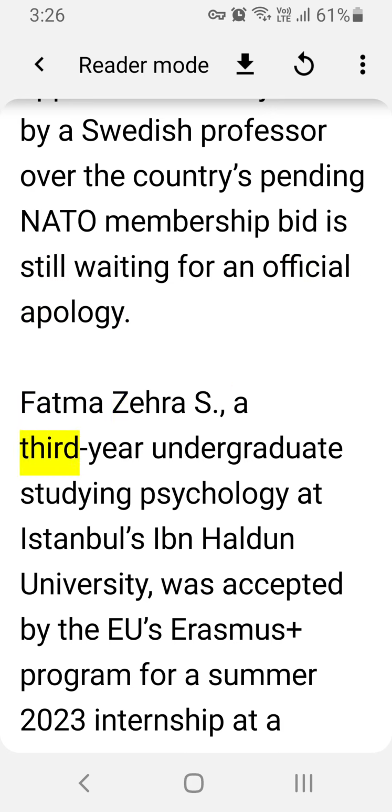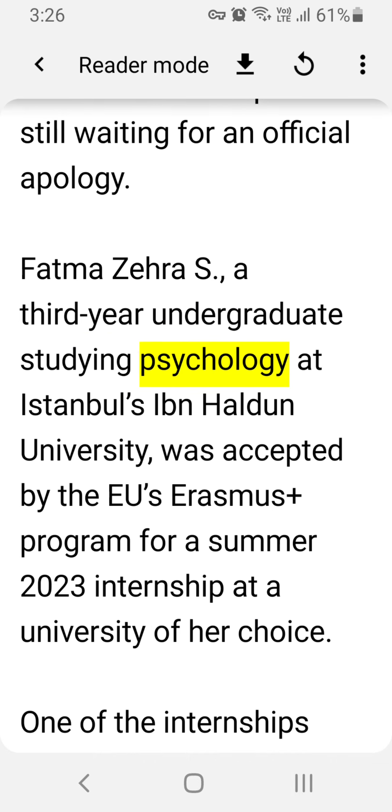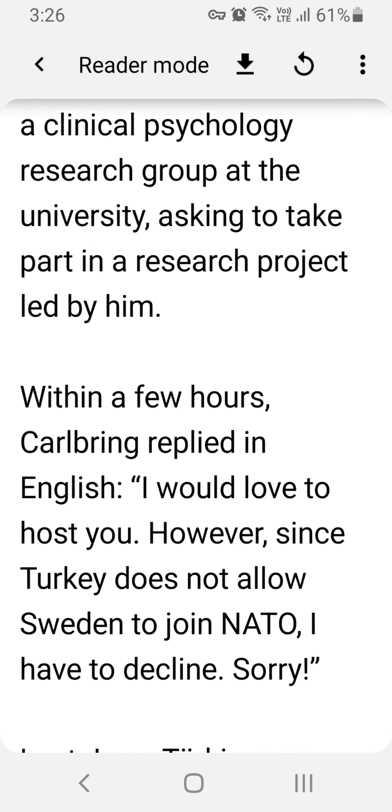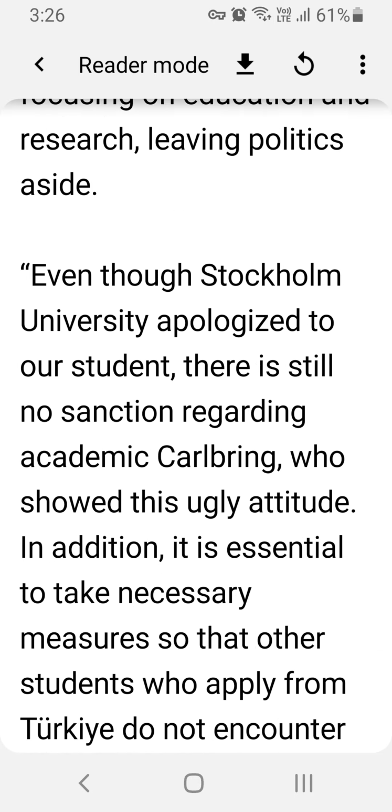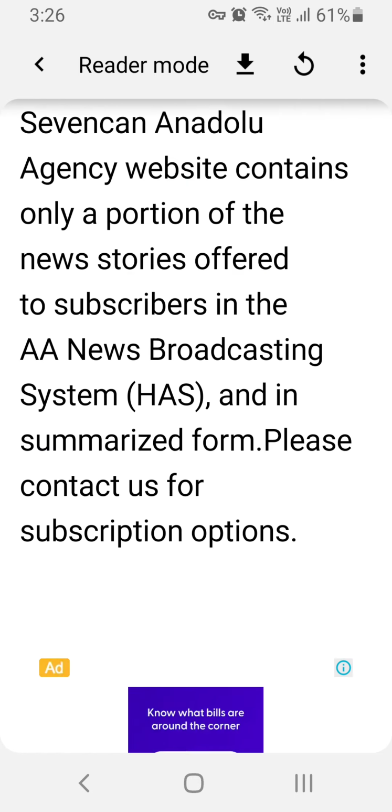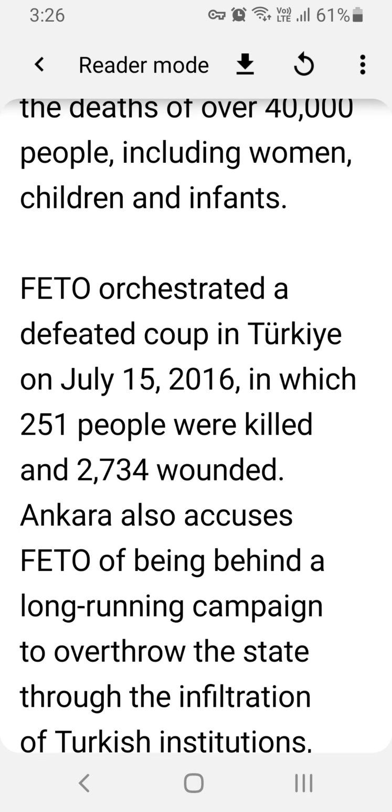Satna Zeraes, a third-year undergraduate studying psychology at Istanbul's Ibn Haldun University, was accepted by the EU's Erasmus Plus program for a summer 2023 internship at the university of her choice. One of the internships she applied for was at Sweden's Stockholm University. On November 23, Satna sent an email to Per Carlbring, who leads a clinical psychology research group at the university, asking to take part in a research project led by him.